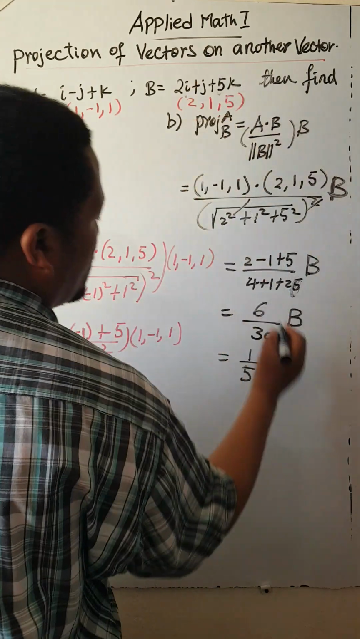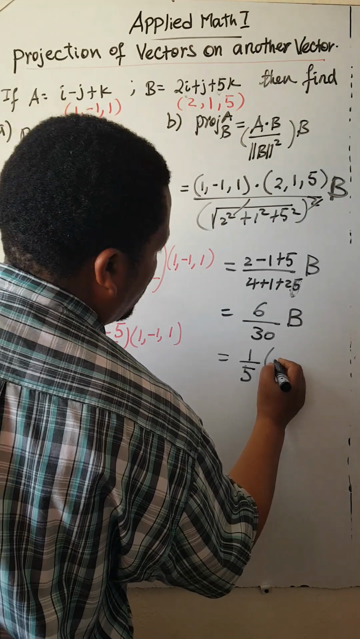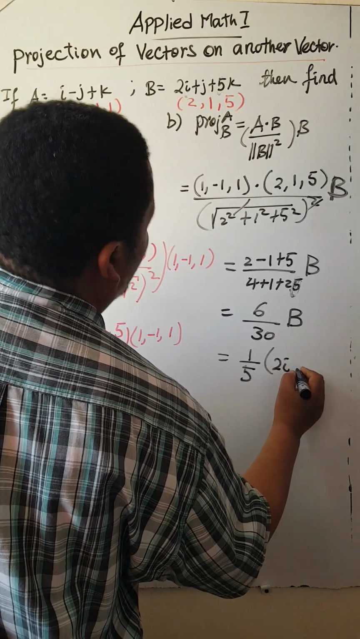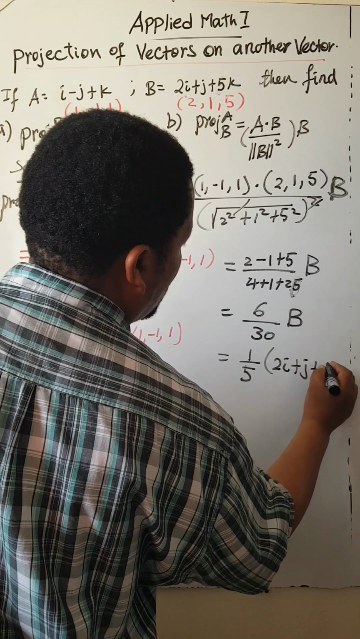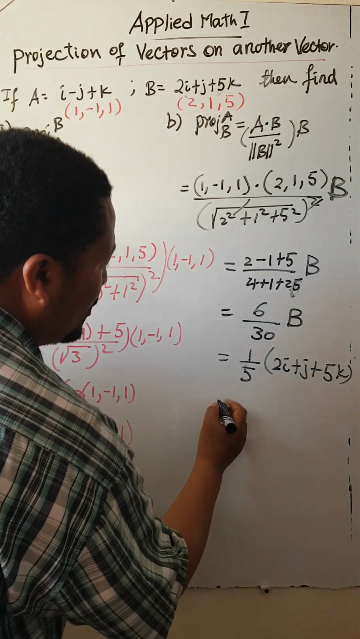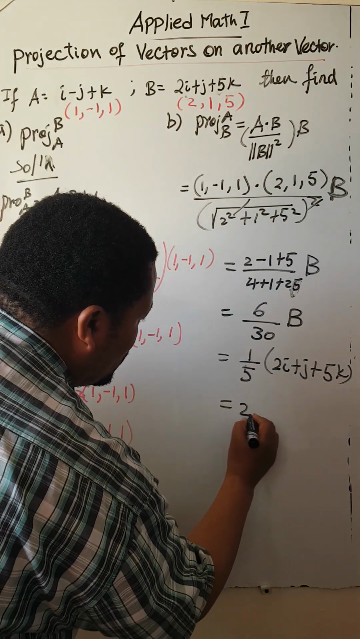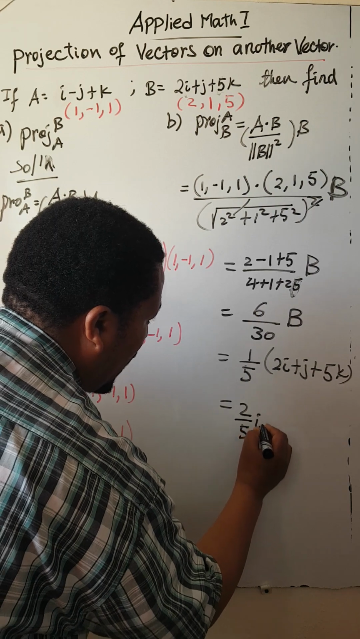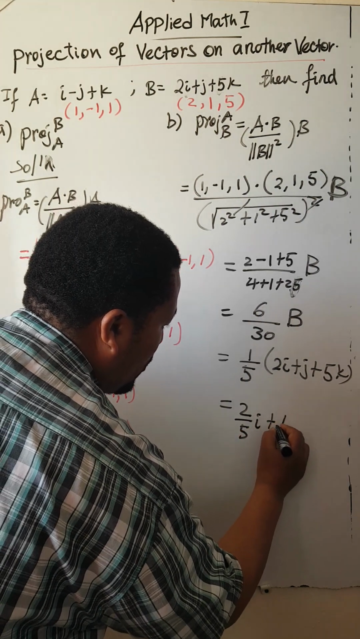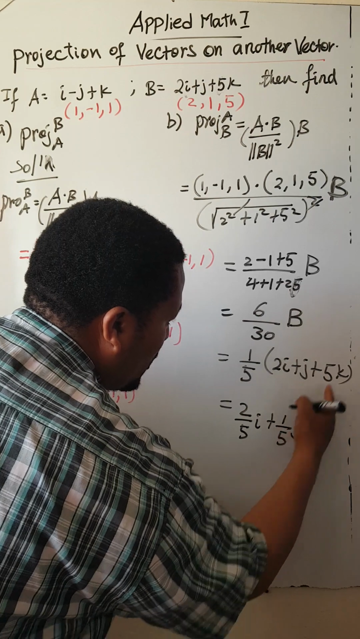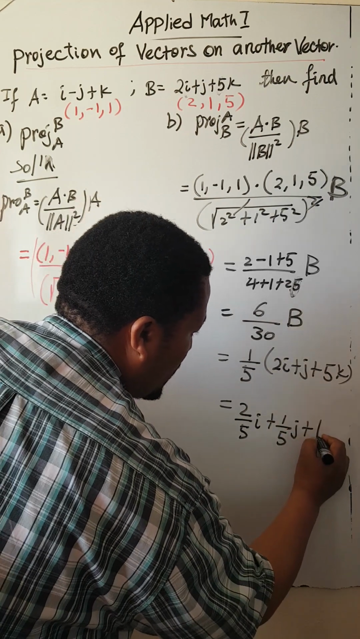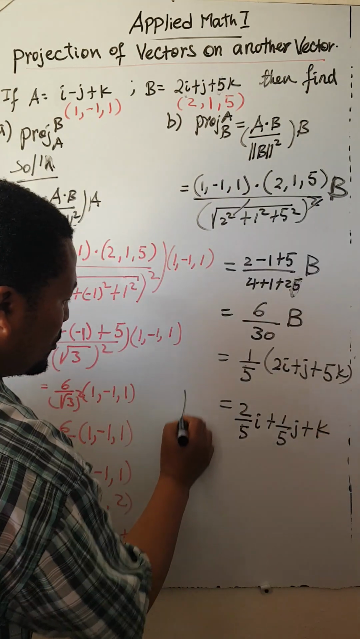ከፈለግን በዚህም ፎርም መጻፍ እንችላለን። በላይኛው ፎርም እንጻፍና 2 times I plus J plus 5 times K. So this is equal to 2 over 5 along I plus 1 over 5 along J, 5 divided by 5 is 1 along K. Okay, this is projection of A along B.